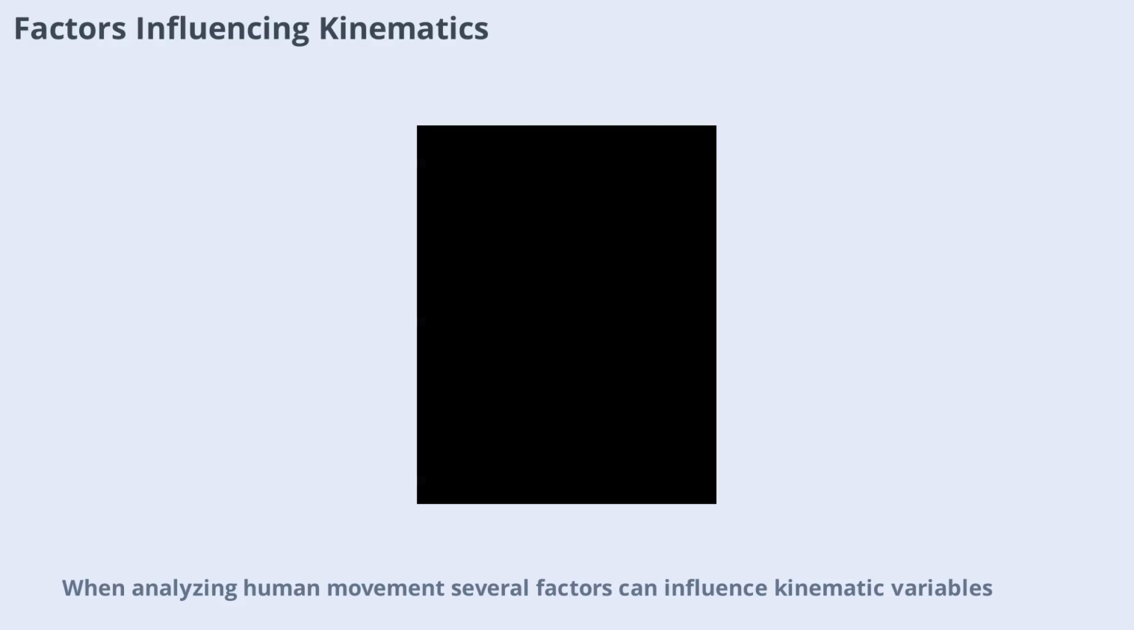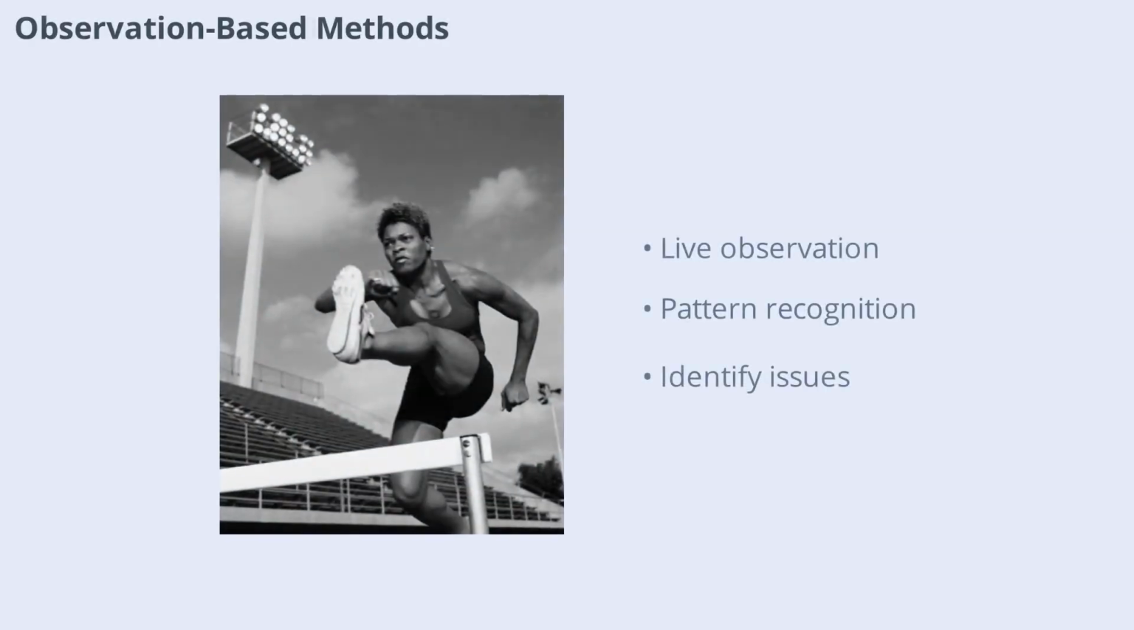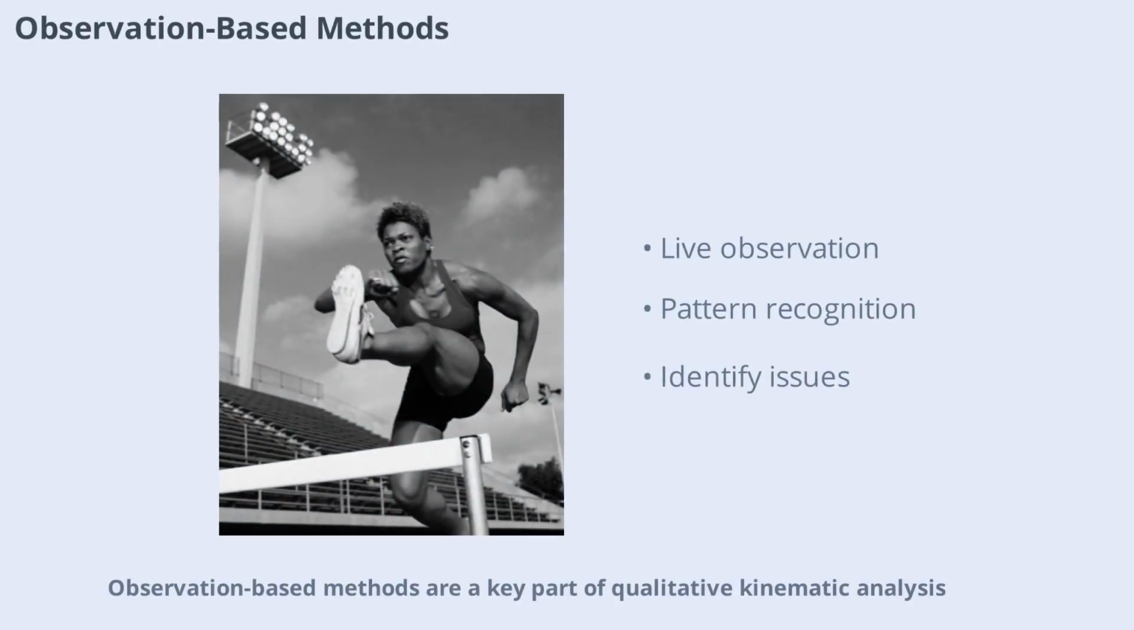When analyzing human movement, several factors can influence kinematic variables. These include muscle fiber composition, footwear, fatigue, injury history, and the running surface. Each of these elements can change how a person moves, affecting stride length, knee angle, or ground contact time. Biomedical engineers consider all these factors to get a complete picture of movement and to make recommendations for performance or injury prevention.